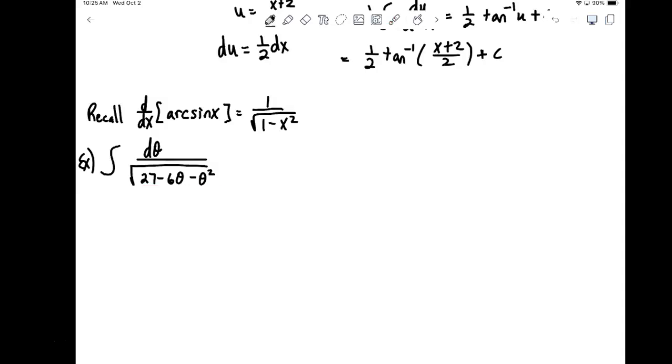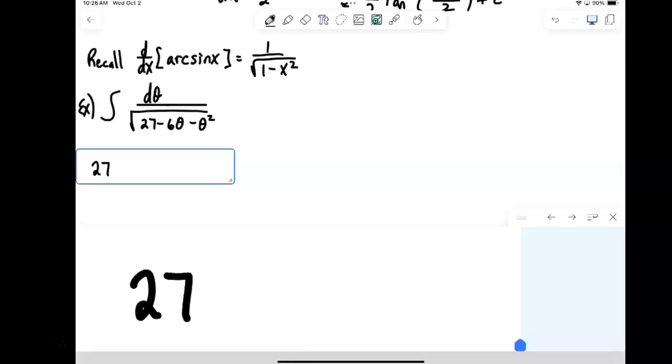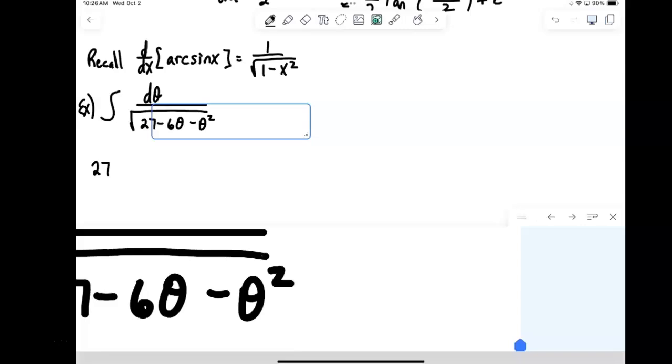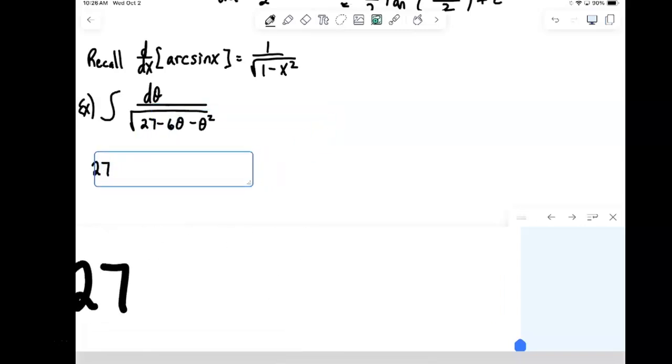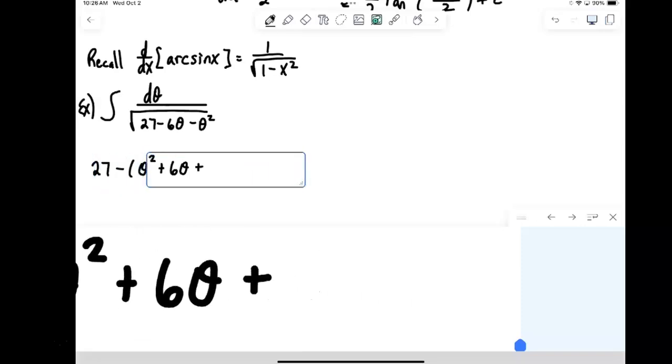So the first thing I do to complete the square is group my variable terms together. I come over here and do that by writing it as 27. And I'm going to factor the negative out, because when I'm completing the square, I'm used to completing it on a positive thing. So that'll be theta squared plus 6 theta. And then we're going to be adding something onto that to complete the square.